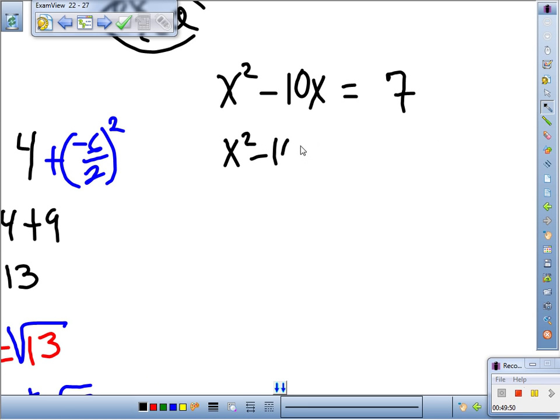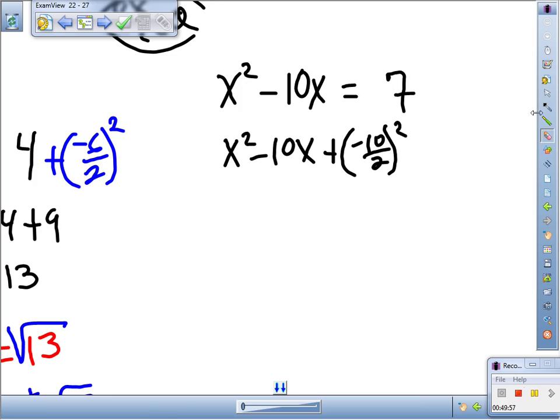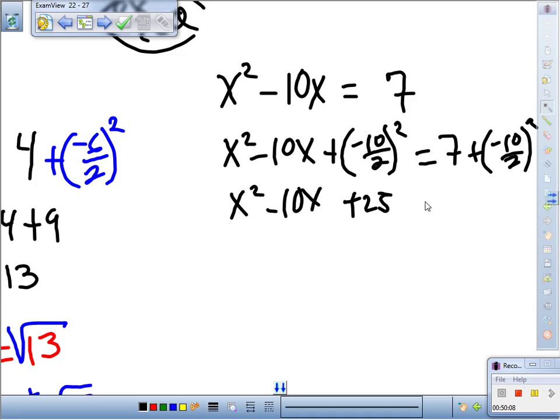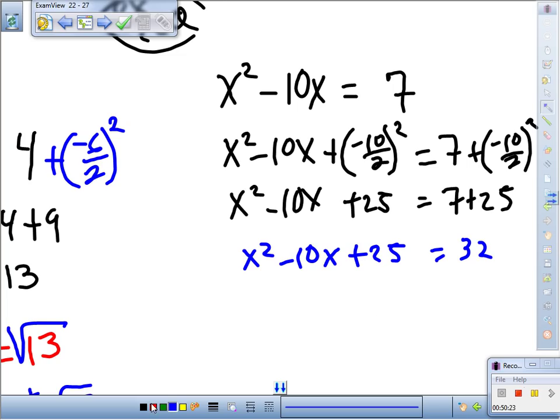X squared minus 10x plus negative 10 over 2 squared, and that is equal to 7 plus negative 10 over 2 squared. Therefore, x squared minus 10x plus 25 equals 7 plus 25. And we got it right there. Okay, good. Let's simplify. This is 32 equals to x squared minus 10x plus 25.